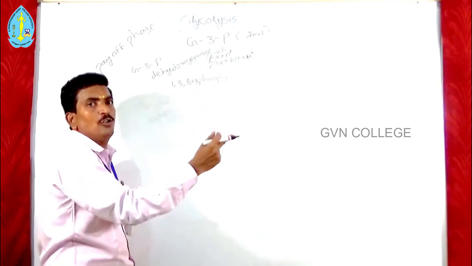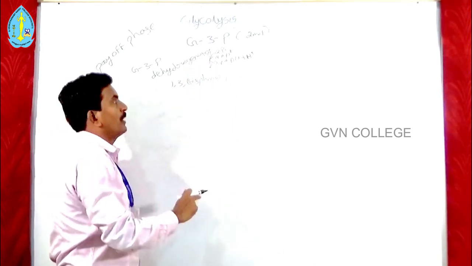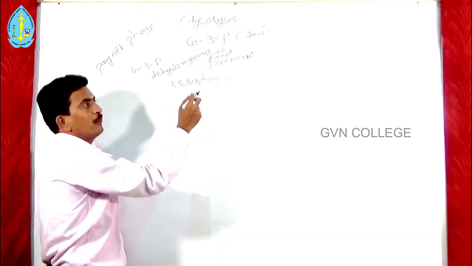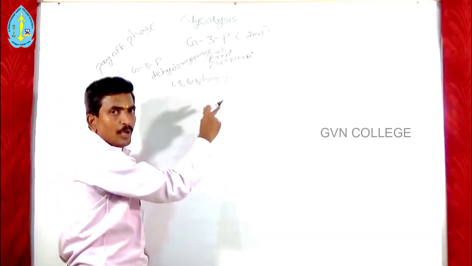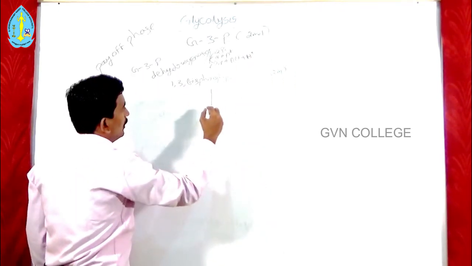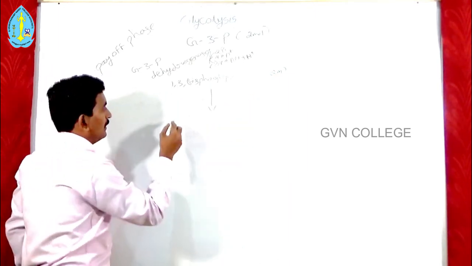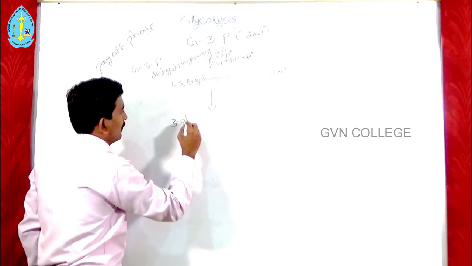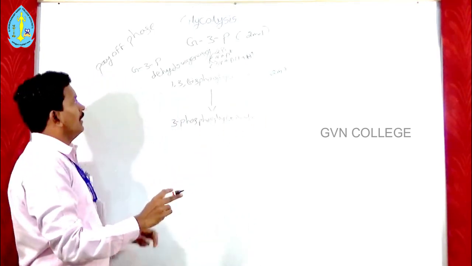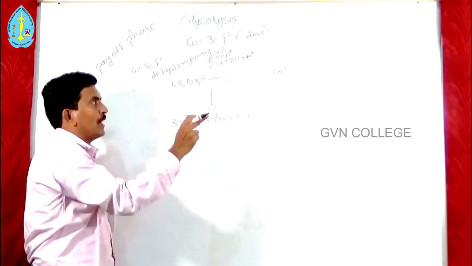And also dehydrogenase means hydrogen is removed from the glyceraldehyde 3-phosphate, and it becomes 1,3-bisphosphoglycerate. It is also two molecules. Now this 1,3-bisphosphoglycerate becomes 3-phosphoglycerate. Here you see 1,3 means the first carbon atom and the third carbon atom contain a phosphate group.